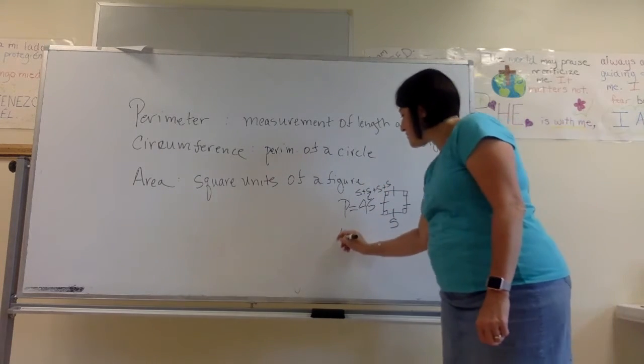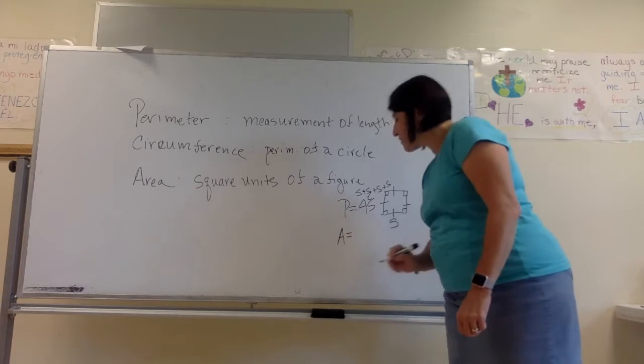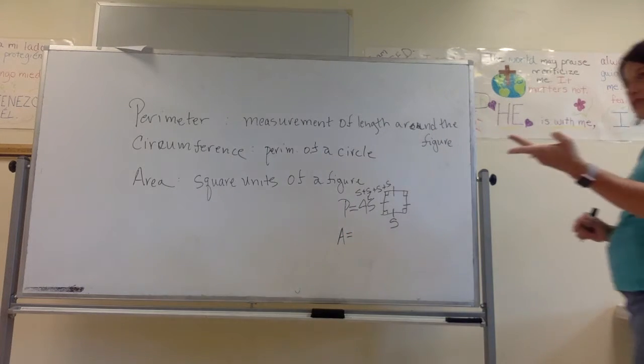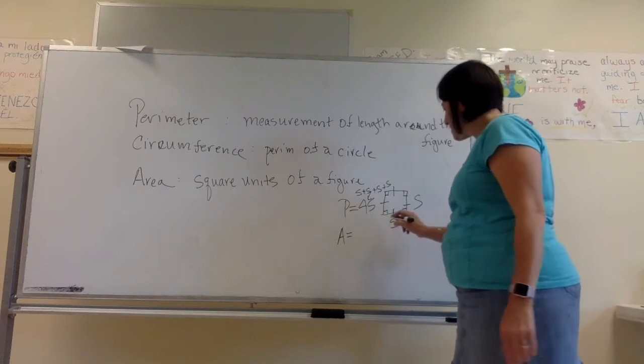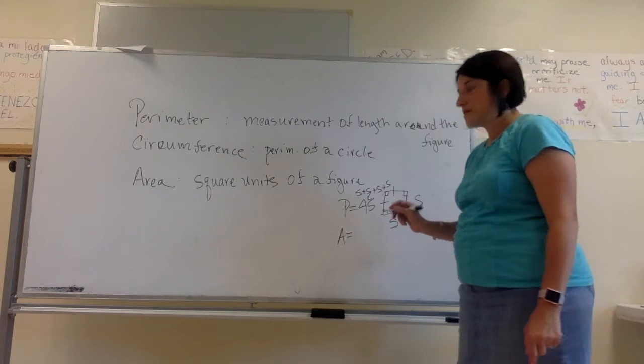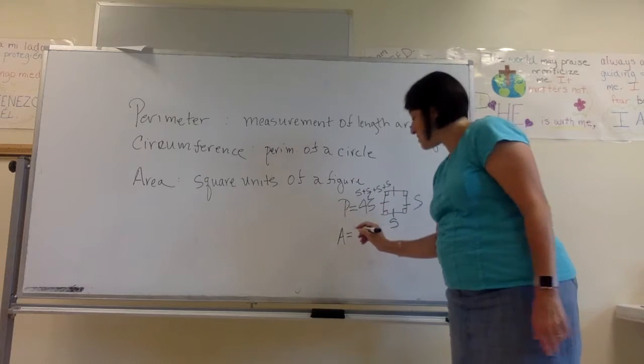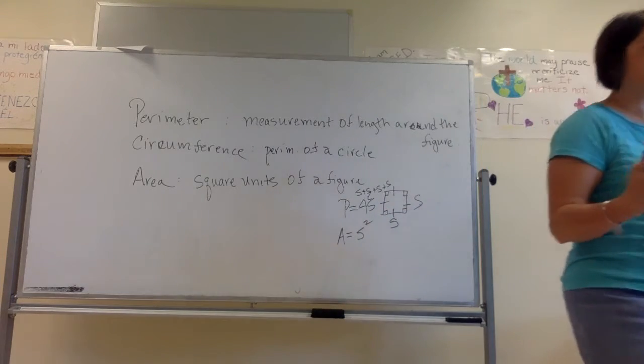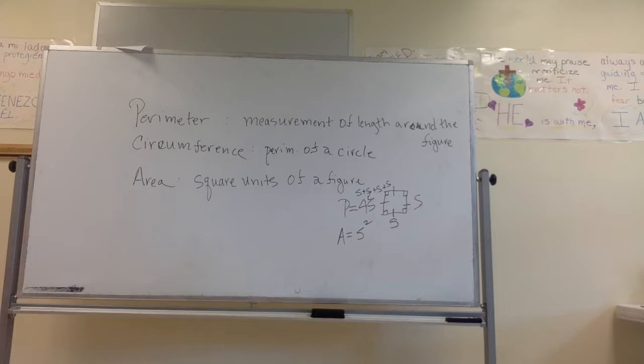All right, area of a square. How do I get the area? If this is S, then what's the area of this? S times S, which is S squared. And that's why you should always have square units when you're measuring area, because you're multiplying those, and you're getting units squared.